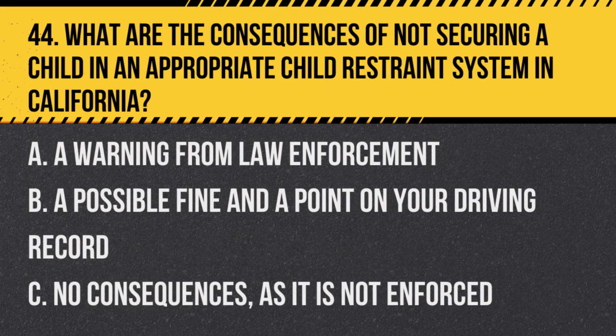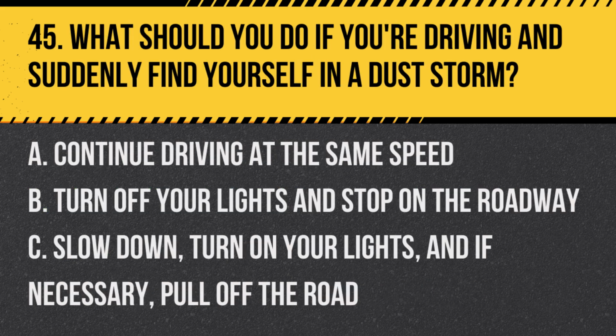Question 44. What are the consequences of not securing a child in an appropriate child restraint system in California? A. A warning from law enforcement. B. A possible fine and a point on your driving record. C. No consequences, as it is not enforced. Answer: B. A possible fine and a point on your driving record. In California, failing to secure a child in an appropriate child restraint system can result in fines and points on your driving record.